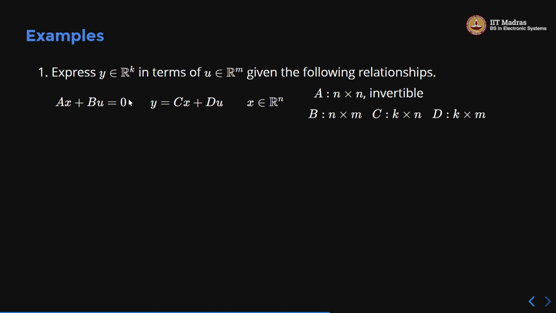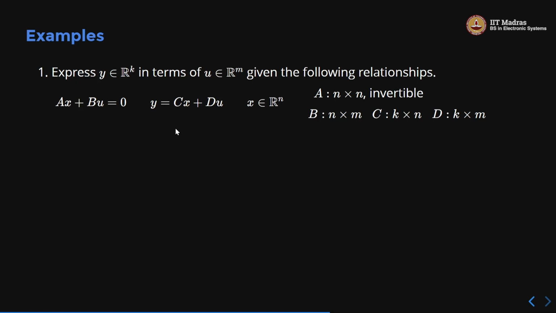Here is an algebra problem which we used earlier when we did a dynamical systems type example. Let's quickly go through that. You have a vector y here, and the question asks you to express it in terms of the vector u. The relationships given are: Ax plus Bu is 0, and y is Cx plus Du. Here x, y, A, B, C, and D are all suitably defined matrices. How do you deal with this?